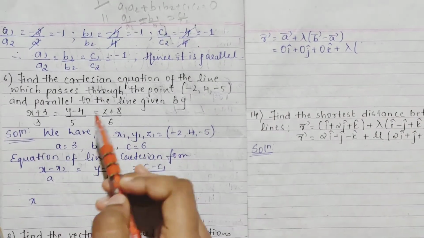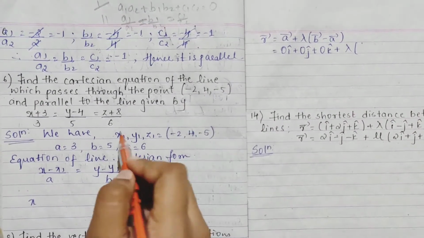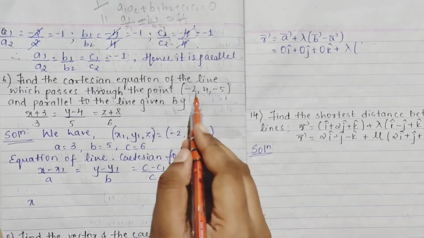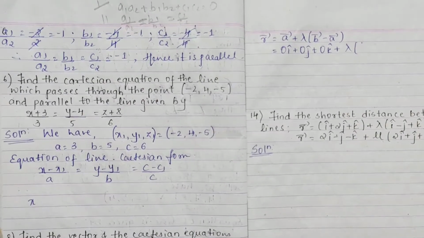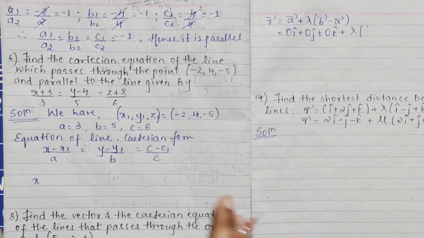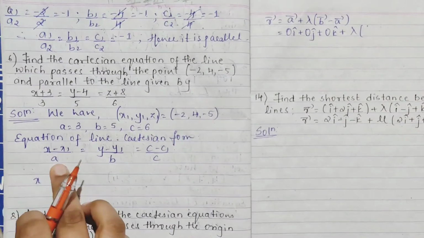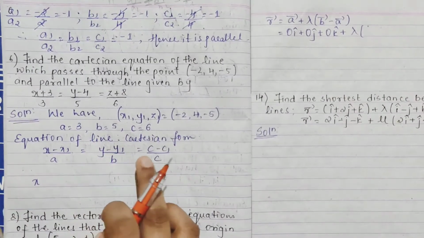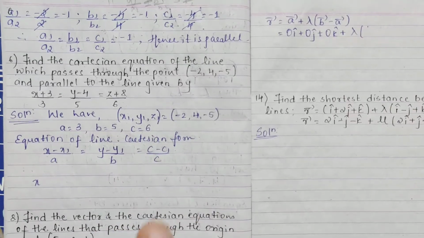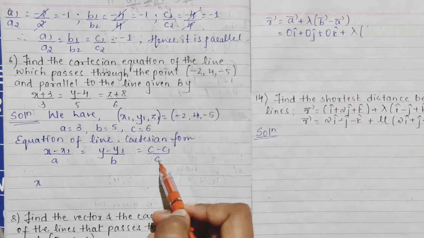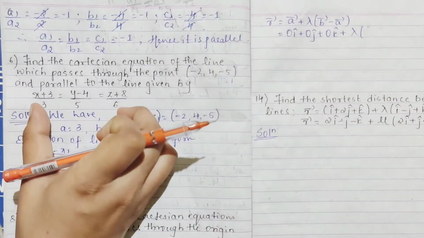First, we take this point as x1, y1, z1. Take it as minus 2, 4, minus 5. For your Cartesian equation, your formula is what? x minus x1 by a is equal to y minus y1 by b is equal to z minus z1 by c. Now the question is, from where do you get a, b, c? A, b, c you will get from this line itself.